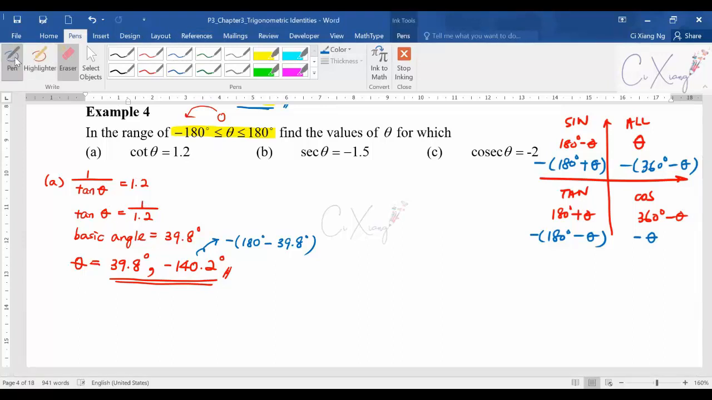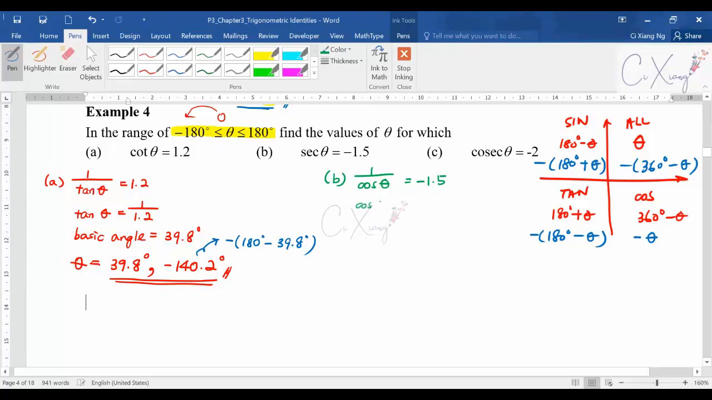Then now we continue to part number B. Part B: secant theta equals negative 1.5. Secant theta is 1 over cos, so 1 over cos theta equals negative 1.5. And then cos theta is negative 1 over 1.5.